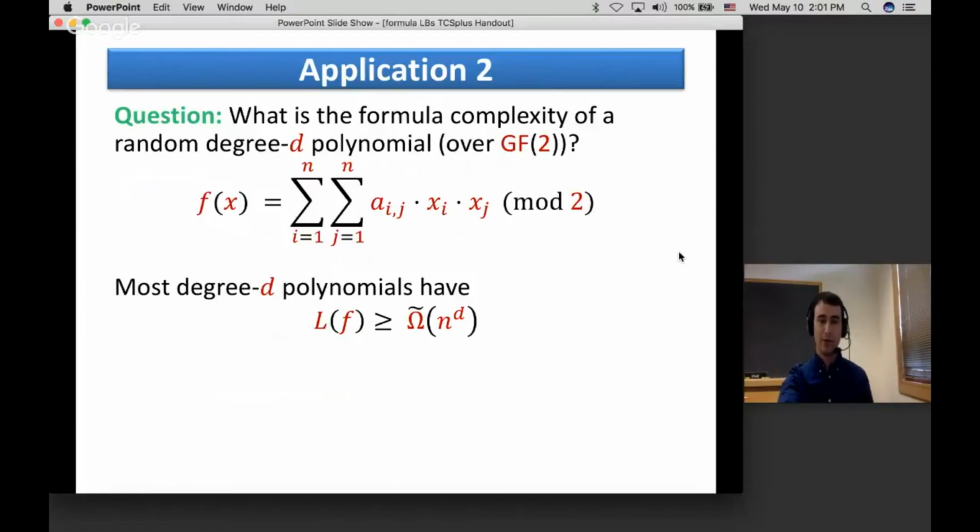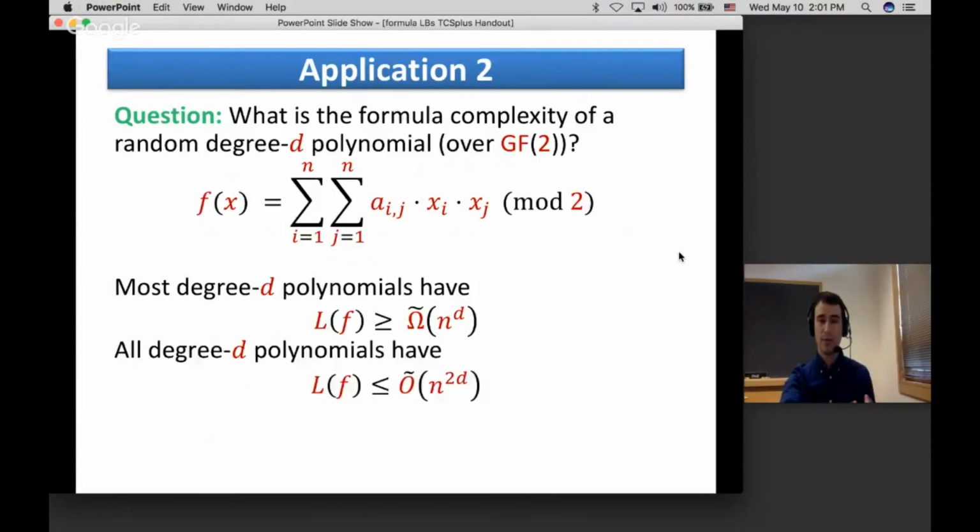However, if we want to compute this degree d polynomial by a formula, the simple suggestion is just to take the sum of all these monomials modulo 2. The problem is that with De Morgan formulas, we cannot compute the sum modulo 2 efficiently. We need size quadratic in the number of terms. So we have n to the d terms, so the size would be n to the d squared, or n to the 2d. So the upper bound is n to the 2d, the lower one is n to the d.